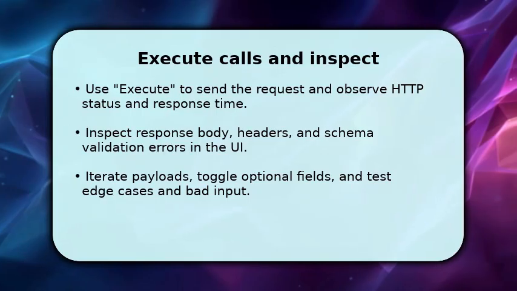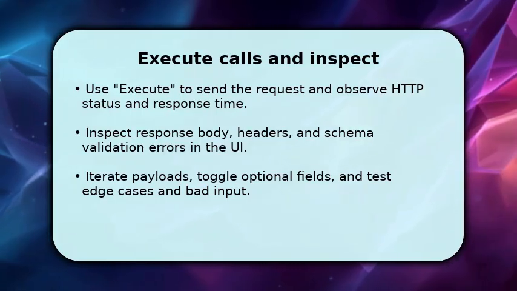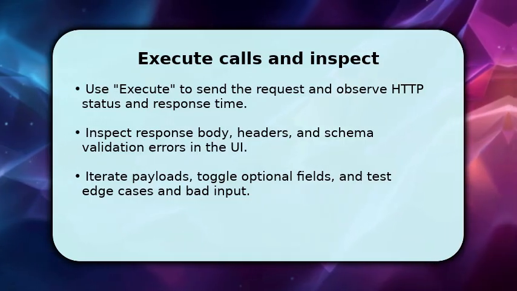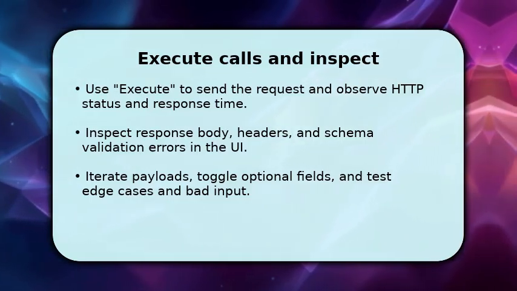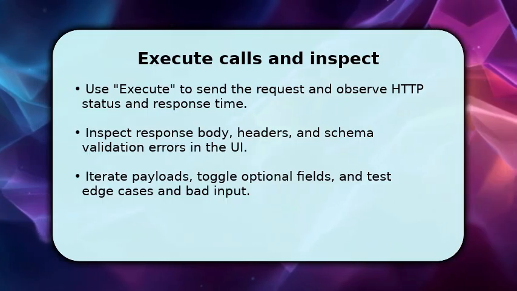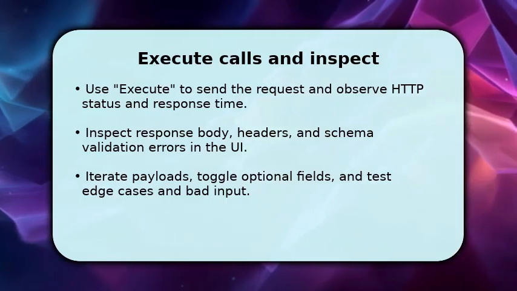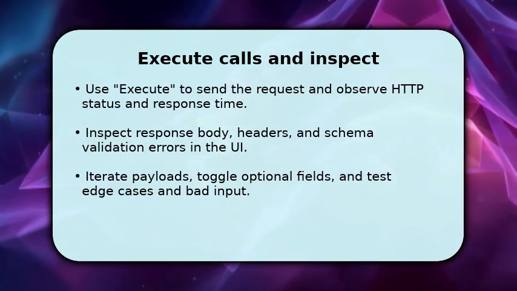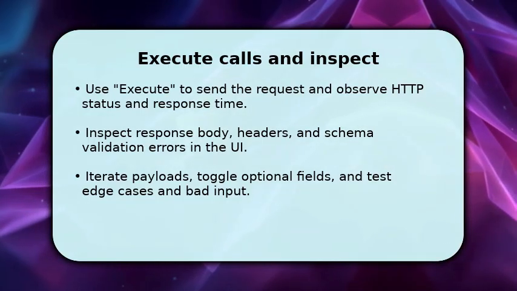Execute the call and watch the status code, response time, and returned headers. You want to confirm success codes like 200/201 or expected errors such as 400/404 for invalid input. Read the JSON body and compare it to the documented schema. Mismatches often indicate contract issues or missing fields.